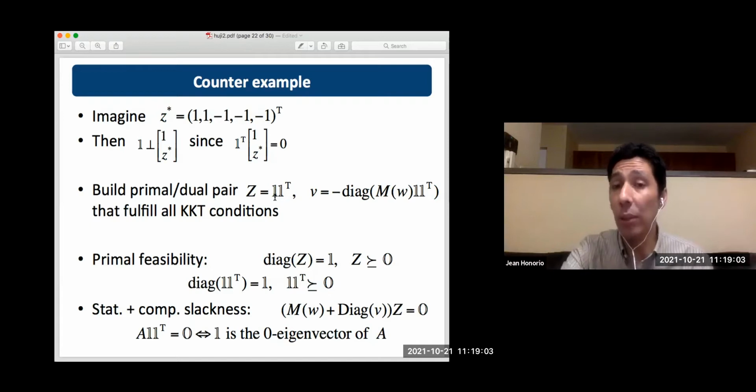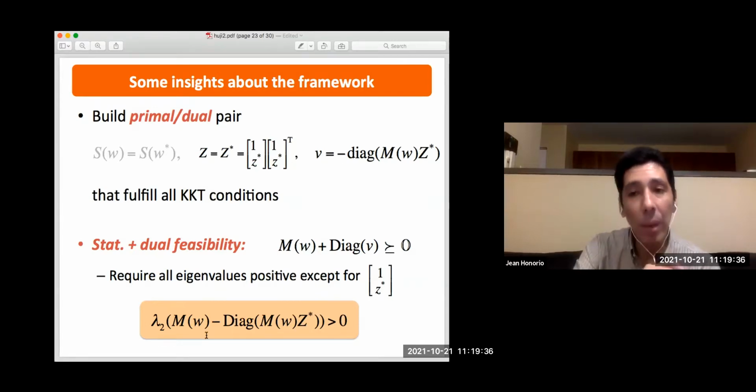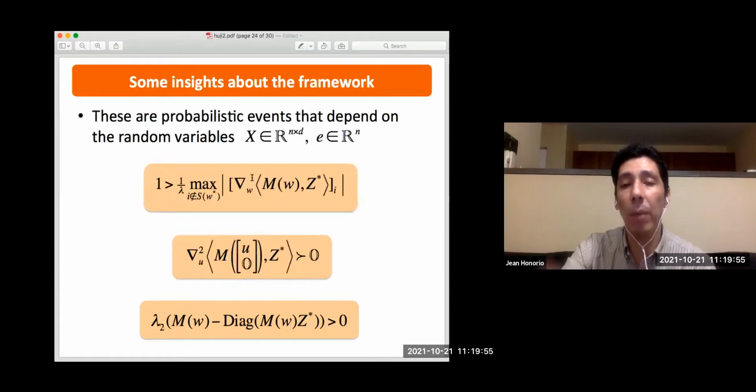So how do we solve the issue of uniqueness? The long story short is that we know that this matrix MW plus diagonal nu has one eigenvalue being 0. And we know what is the eigenvector associated to that, the one followed by the vector C star. We need to make every other eigenvalue to be strictly positive. So the second minimum eigenvalue of the matrix MW minus diagonal MW C star, that's because I replace the nu here with this definition there, has to be strictly positive. If that is true, then the Z star, one Z star, one Z star transpose, that's a unique optimal solution. And then we also recover the correct support.